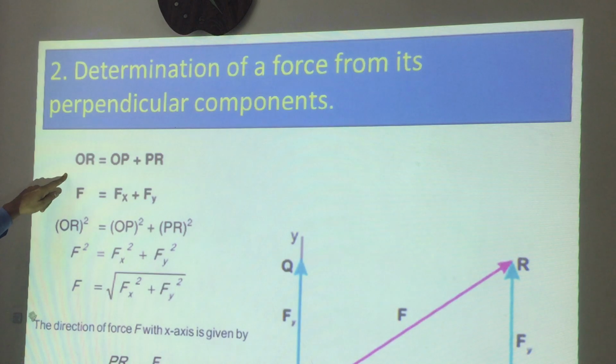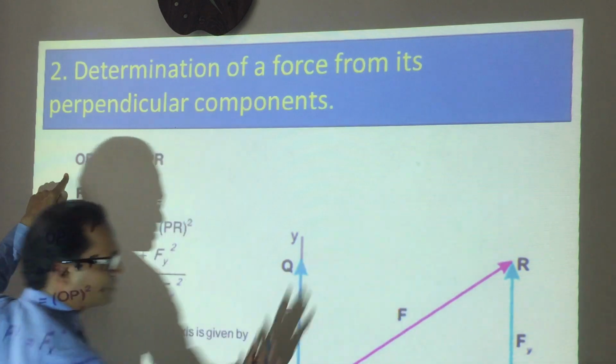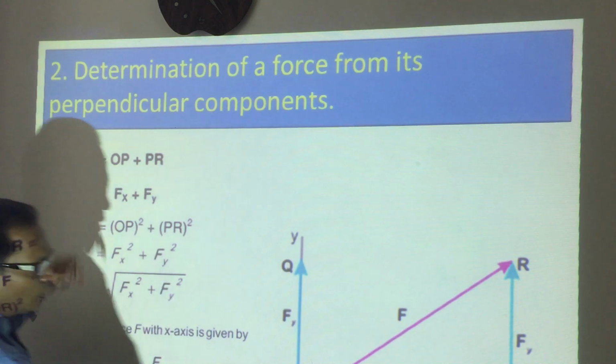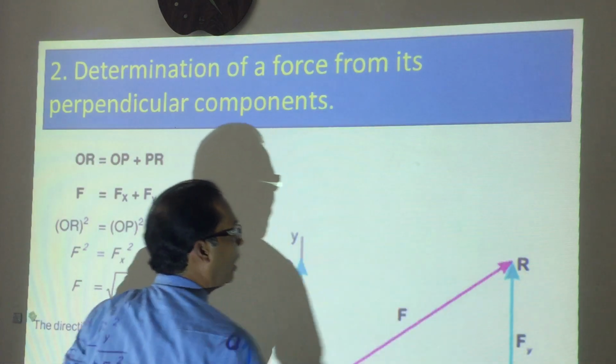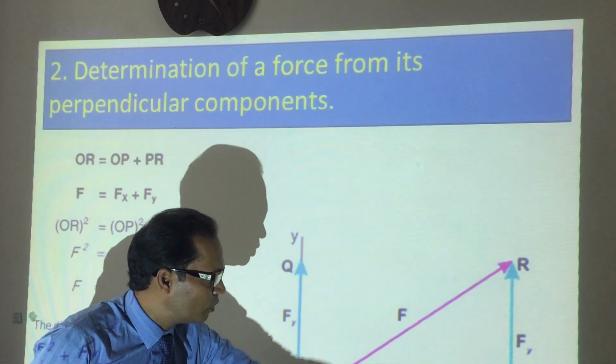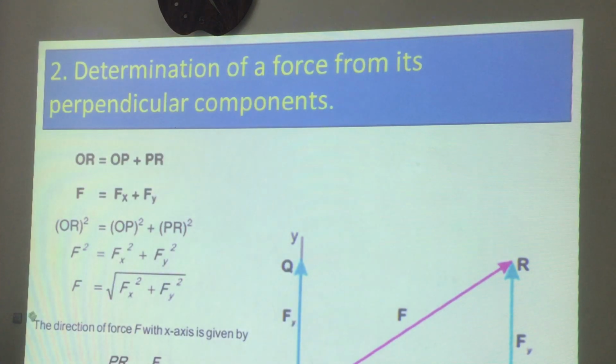OR here, only the points are different, otherwise the picture is the same: OR is equal to OP plus OR. So again F is equal to Fx plus Fy. We have done it already. How can we determine the final vector with the help of two components? Right here, F is represented by OR. Here Fx is OP, you can see already.